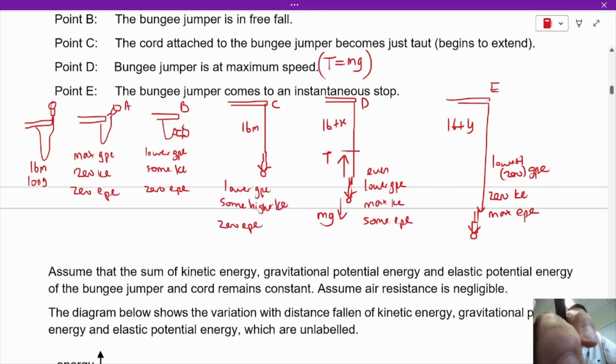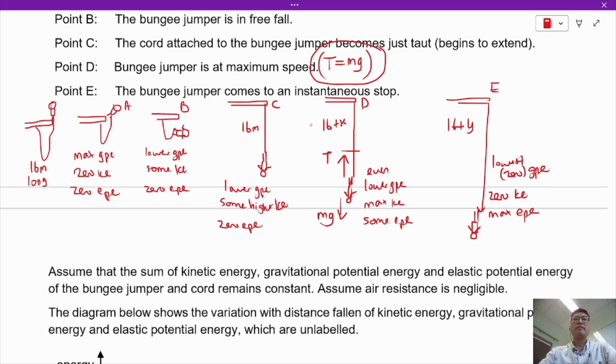Now, the most important thing to note is that the bungee jumper reaches maximum speed when the tension in the cord is the same as the weight. This is just like how any terminal velocity works. When air resistance is equal to the weight, then the object has reached the maximum speed. So in this case, the bungee jumper is being pulled by the string. So when tension equals weight, that's when the bungee jumper has reached the maximum speed.